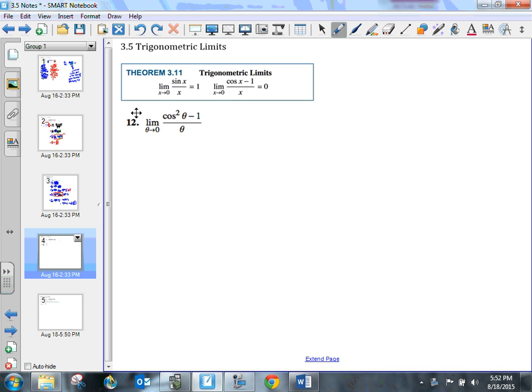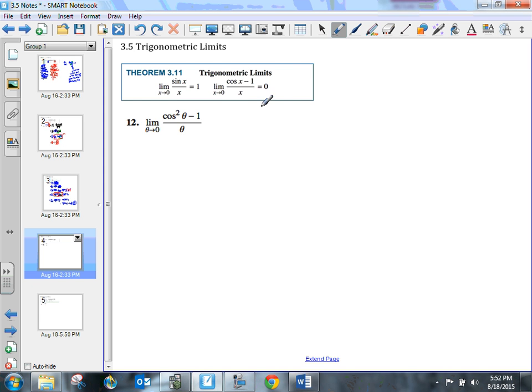Let's take a look at number 12. Number 12, the limit as theta approaches 0 of cosine squared theta minus 1 all over theta. Guys, if I plug in 0 for theta, this is going to be indeterminate, okay? We'll be dividing by 0 and it doesn't work.